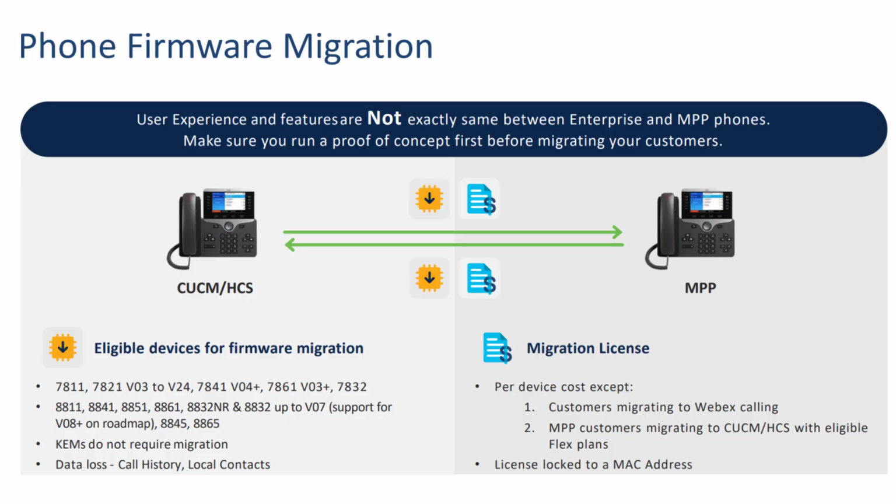Let's talk about which devices are eligible to be migrated to MPP firmware. So basically the 7800 series and the 8800 series, but for the 7800 series, if it's version 4 or higher on the 7841, you're good to go. On the 7821 and 61, it's version 3 or higher. And for the 8800 series, we exclude the 8821, 31, and the NR, which is the no radio. And the key expansion modules require no migration.